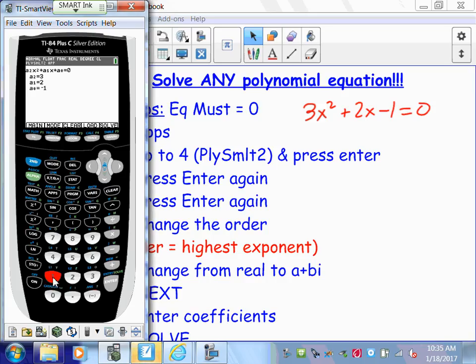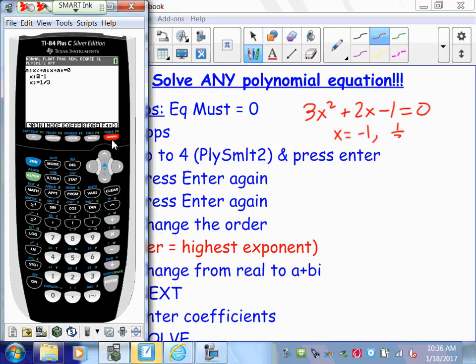Underneath solve is the button graph. The answers are negative 1 and 1/3. So this one tells you that x is equal to negative 1 and 1/3. Those are the roots. What are the factors? x plus 1 and then 3x minus 1. If you put it back into the parentheses, you pull the opposite out, and then the 3 just moves up to the front where the x is.